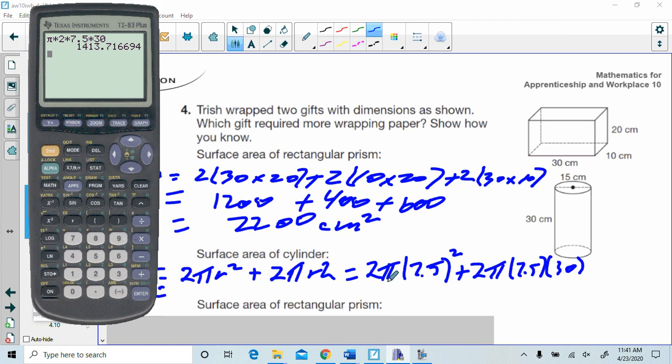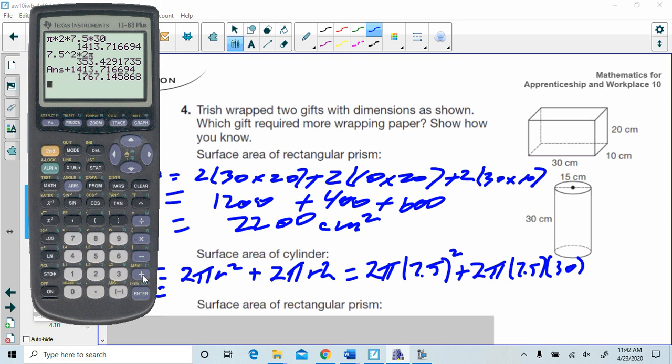7.5 squared times 2 pi. 7.5, use the exponent button, little hat, squared times 2 pi. Again, second function pi button. So the left side is all of that, plus 1413. Take as many decimal places as you can from the previous number. So we get that number there, which we'll write down.